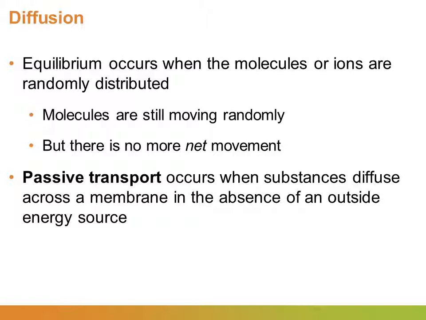So again, diffusion is the natural movement of molecules from a high concentration to a low concentration moving across a membrane. Molecules are moving randomly, but there's a net movement moving down a concentration gradient. This is passive transport. And what does passive mean? It means that no energy is needed for molecules to move across the membrane along the concentration gradient.